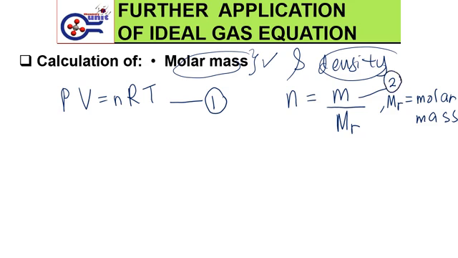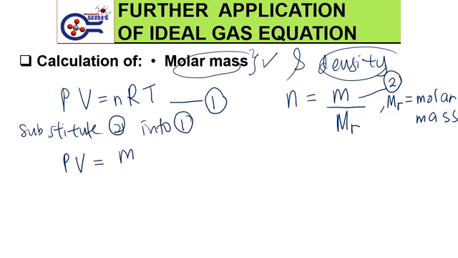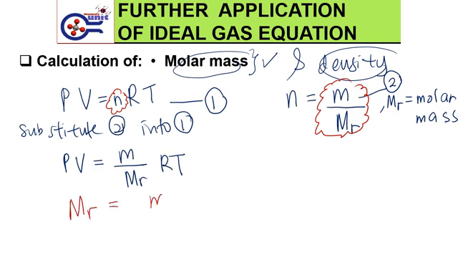So, kita akan buat substitute second equation into first equation. So, kita akan dapat PV equals to mass over molar mass RT. Kenapa dapat macam tu? Sebab kita punya bilangan mol di sini dah digantikan dengan mass over molar mass. Boleh? And then kita rearrange, molar mass MR is equals to mass darab dengan R constant, T temperature divide by PV. Boleh? Okey tak okey?